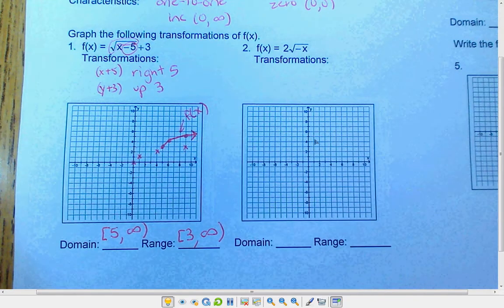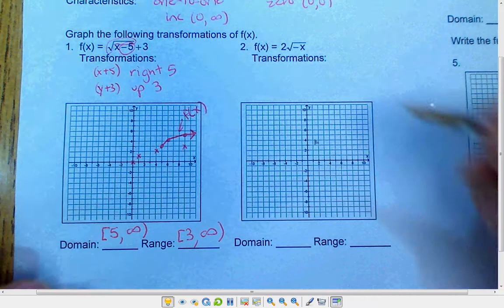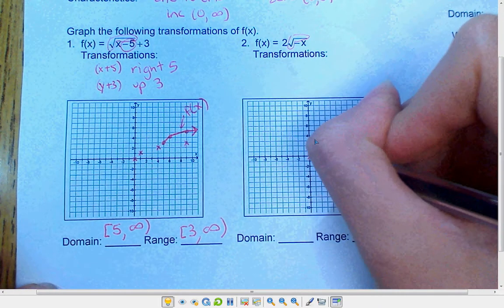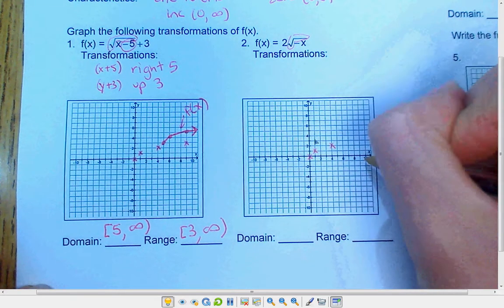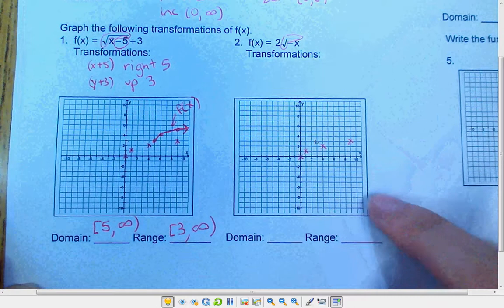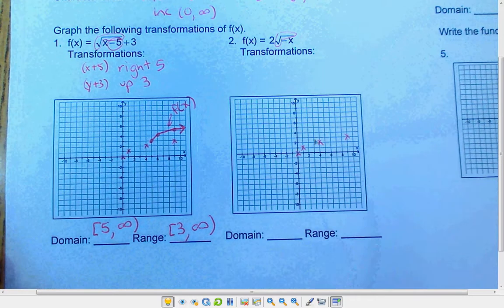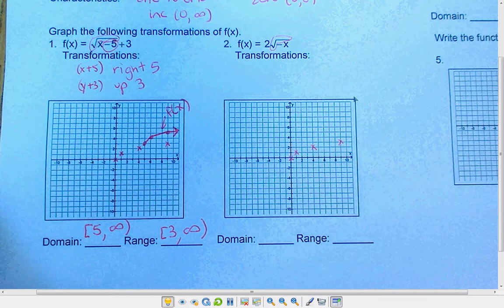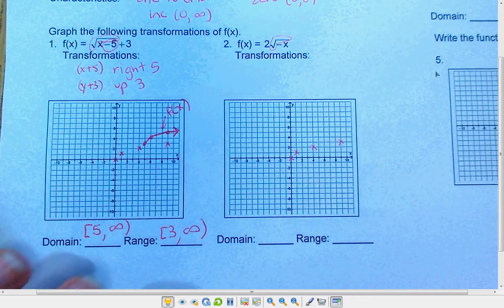Let's look at number 2. So number 2 is a little bit different now. So again, the square root tells me that I'm starting off with (0, 0), (1, 1), (4, 2), (9, 3). So this is my original function, my parent function. This is what I'm going to be transforming. Now we have to look at what those transformations actually are.